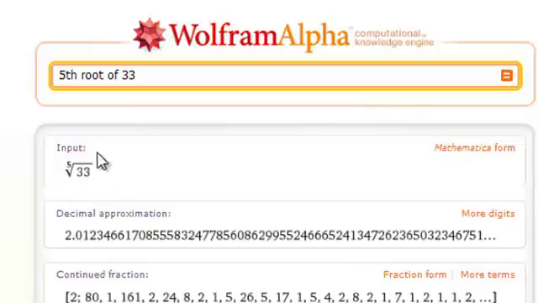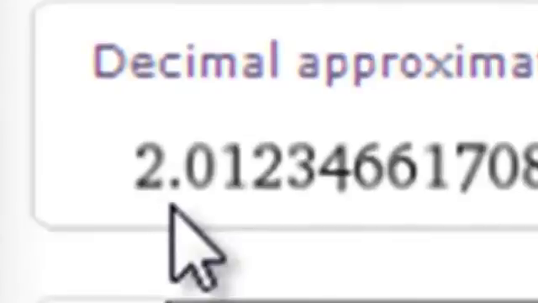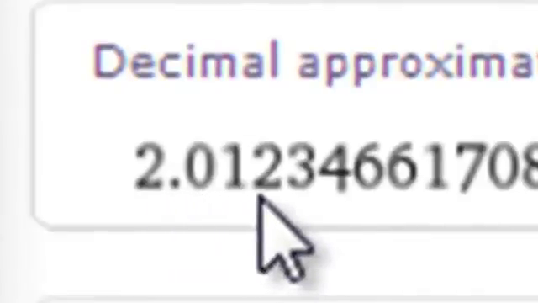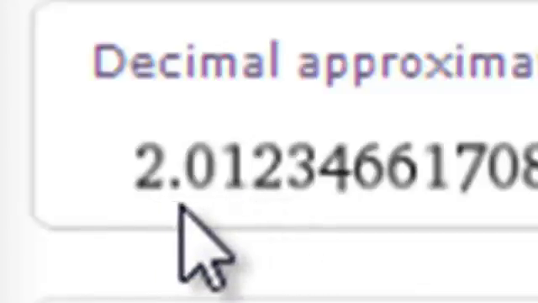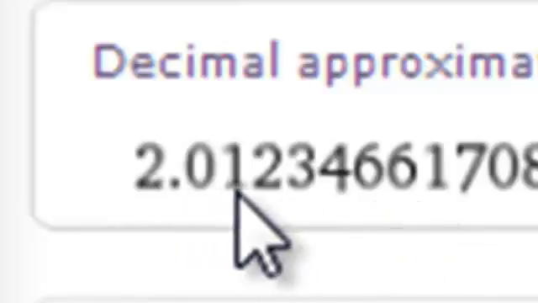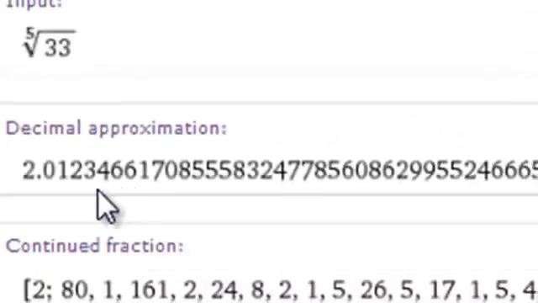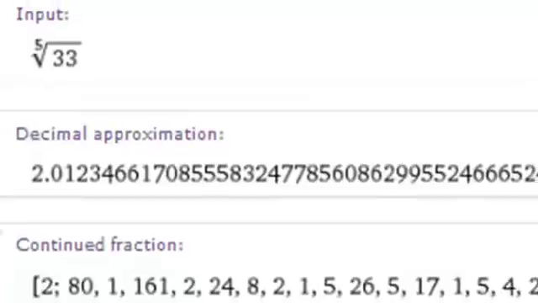This would be an irrational number, but it would sit on a number line between 2.012 and 2.013. It would sit on a number line between 2.0123466 and 2.0123467. It would sit on a number line between, this is a real number now, this real irrational number, fifth root of 33, it would sit on a number line between 2.012346617085558324778562995524666 and 2.0123466170855583247785608629955524667. If I got that right.